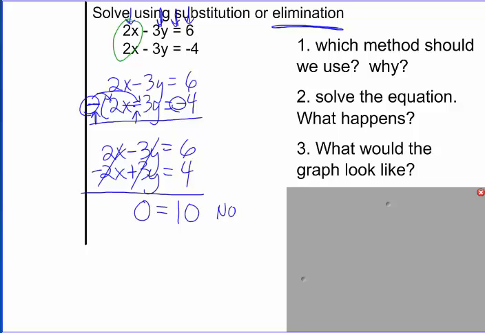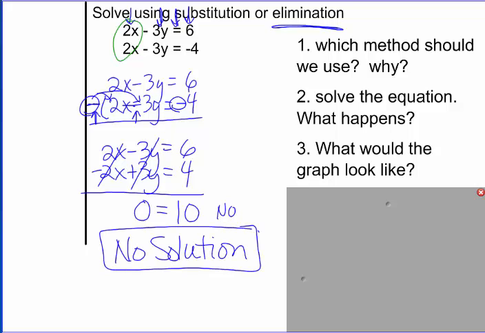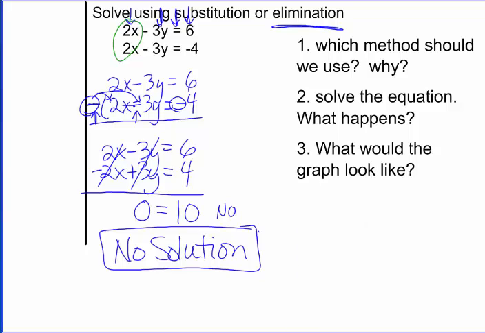Okay, if you get something that's not equal, and we've lost all our variables, this would be a no solution. Okay. Now, try to think back to what the graph might look like for a no solution. Remember, we did some solving with graphing. What kind of a graph gave you a no solution?